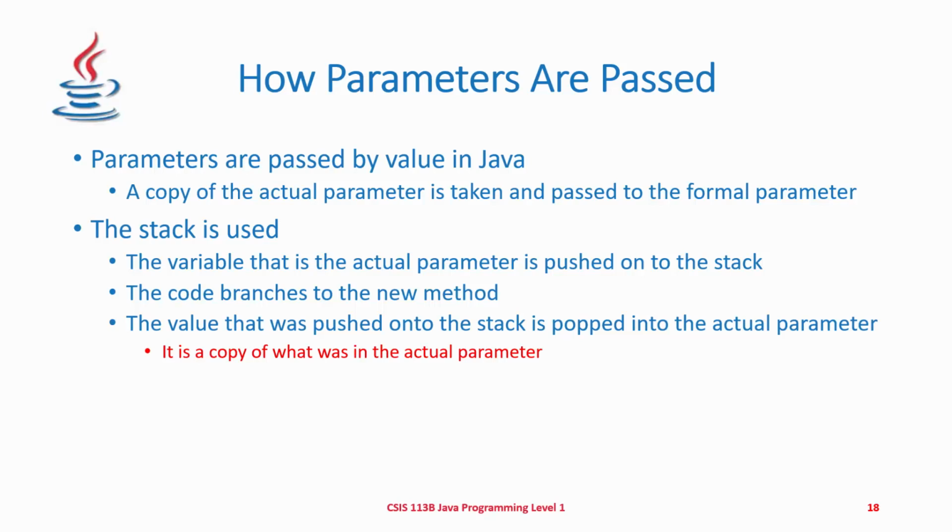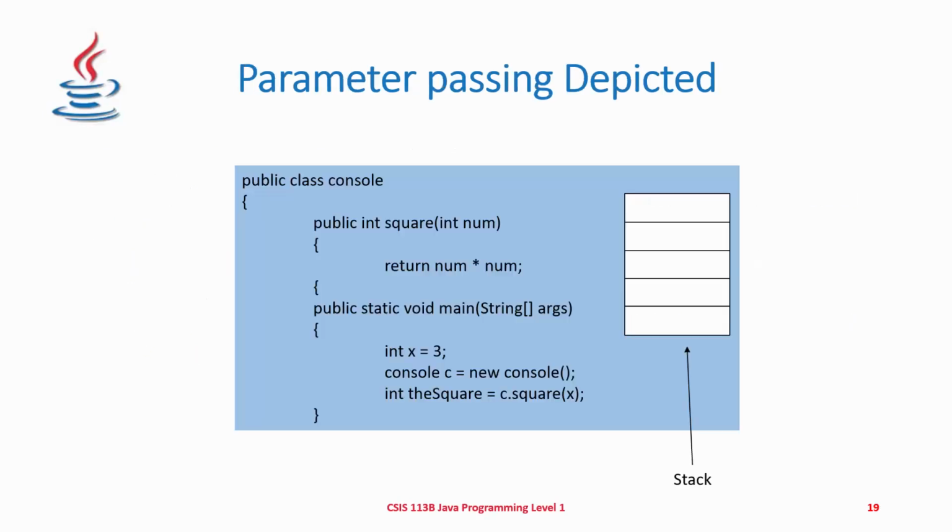The stack is used for this process. The variable that is the actual parameter, the argument, is pushed onto the stack first, the code branches to the new method, and at that time the value that was pushed onto the stack is popped back off again and assigned as the formal parameter. So it's a copy of what was in the argument that was passed to it. You'll see that here in animation form.